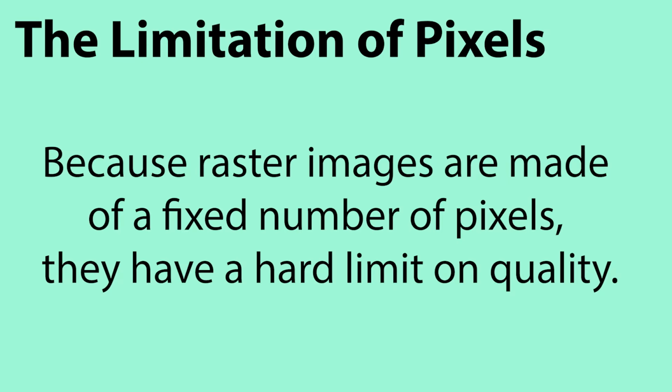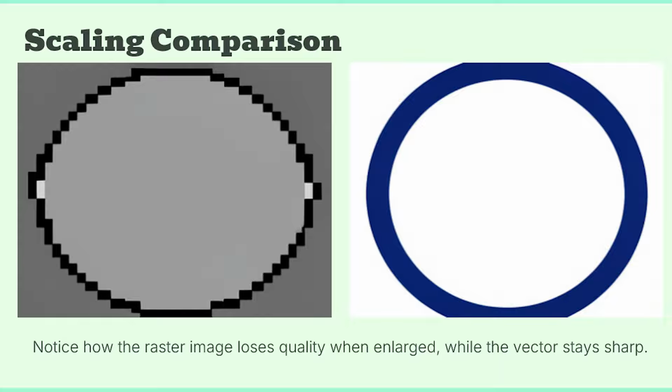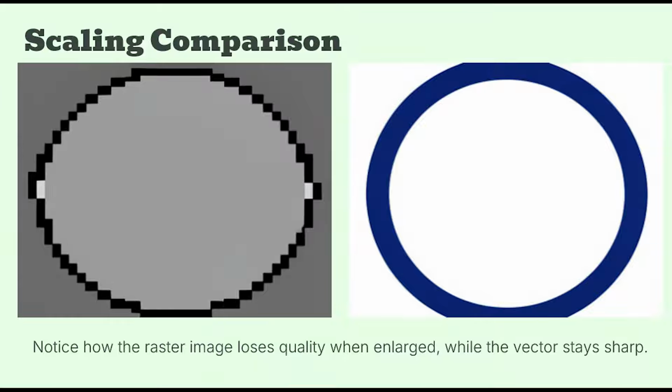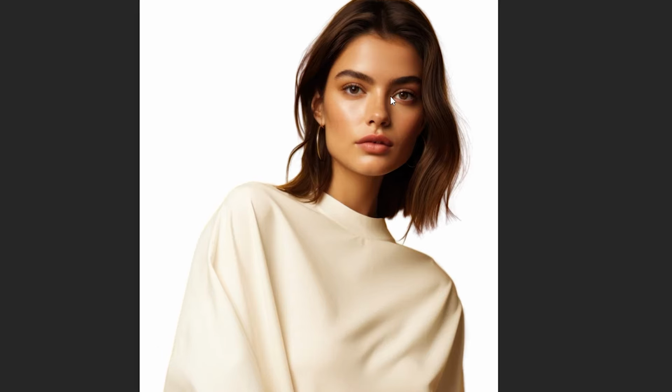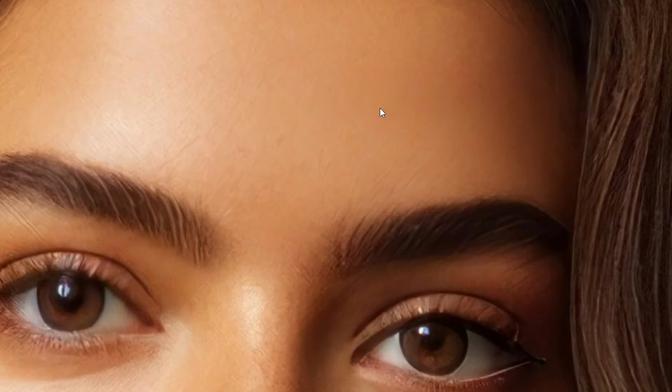Because raster images are made of a fixed number of pixels, they have a hard limit on quality. The main limitation of pixels is that they are resolution dependent. That means they are created at a fixed size. If you enlarge them beyond their original dimension, the image begins to lose quality and becomes pixelated. This is why a small Instagram image may look fine on your phone, but blurry on a larger poster.